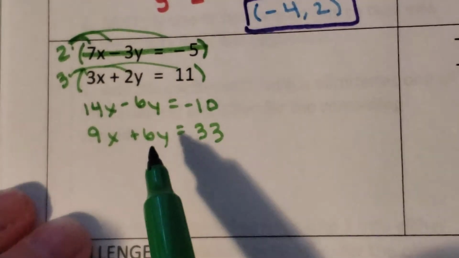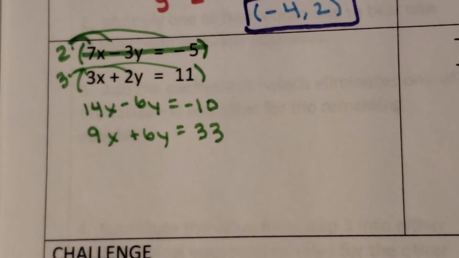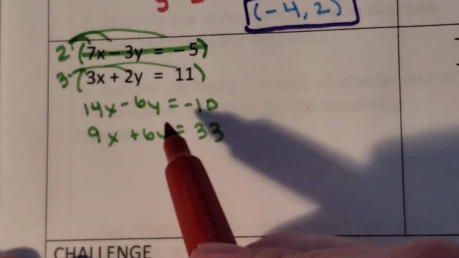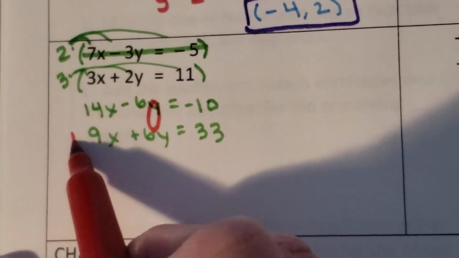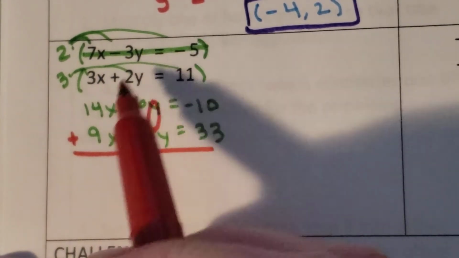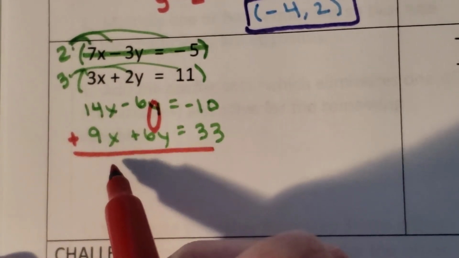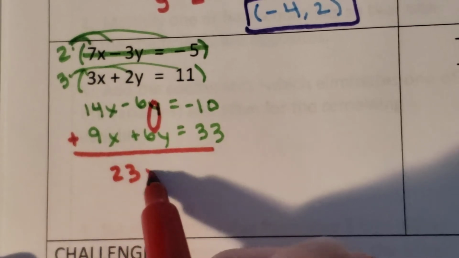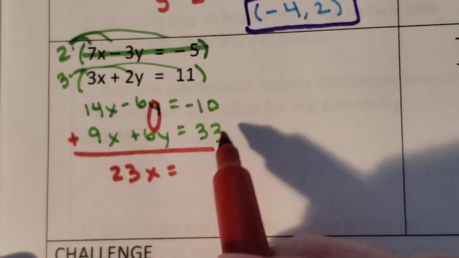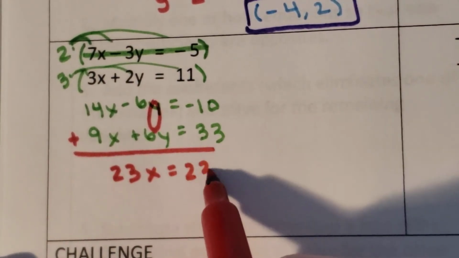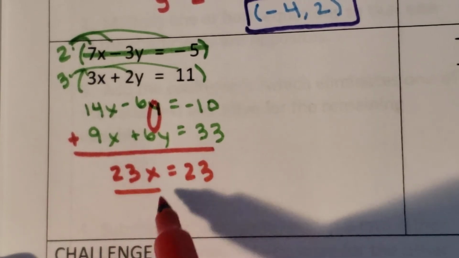Hey, look what we did. We have variables now that cancel out. A negative 6 and a positive 6 come out to nothing. 14x and 9x are 23x's. Negative 10 plus 33 is 23. Ooh, I can predict what this answer is going to be.